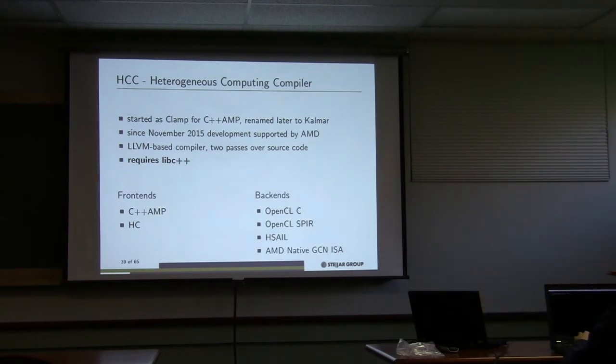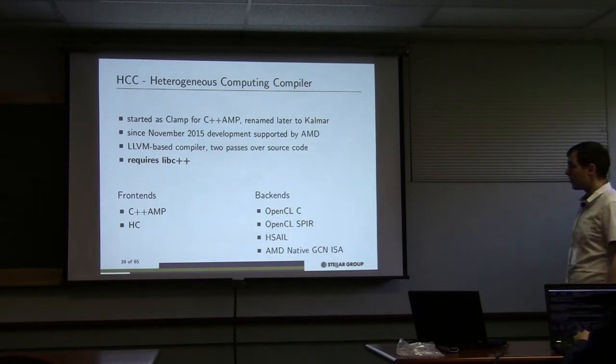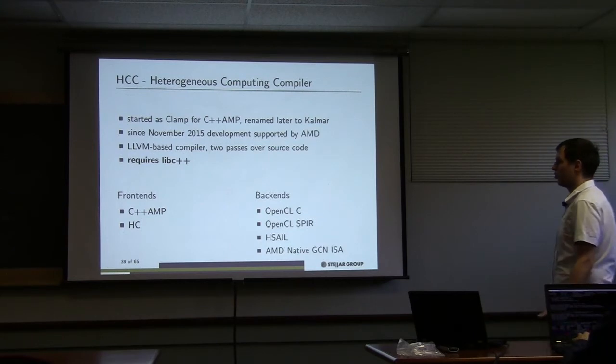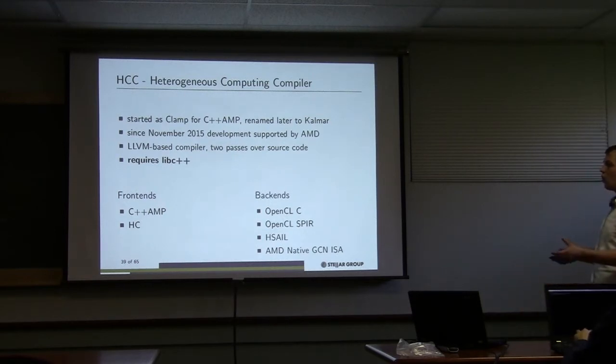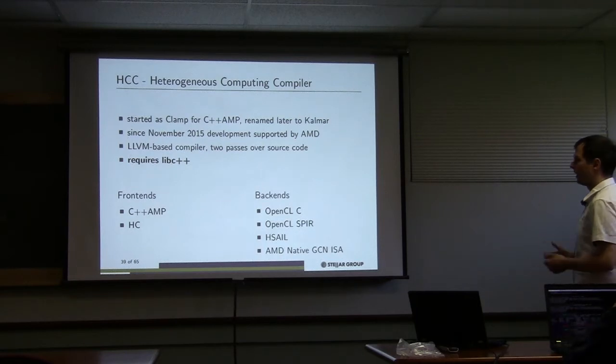So, having now covered what SYCL and AMP are, I will present two compilers with which we are working right now. One of them is HCC, which is the Heterogeneous Computing Compiler. It started as Clamp; when I started working with it last May, it was Clamp, then it was renamed to Kalmar. Right now it's HCC. I don't know what the financial or legal binding is between the authors and AMD, but it seems that AMD is now supporting the development, and they moved to the AMD repository on GitHub.